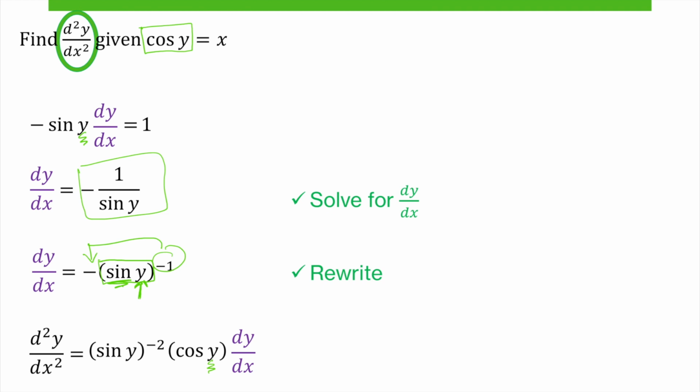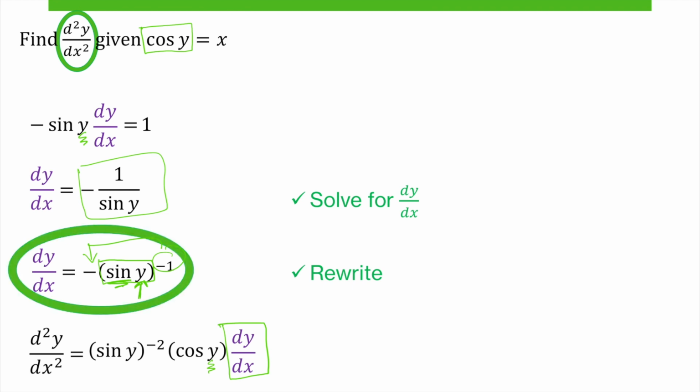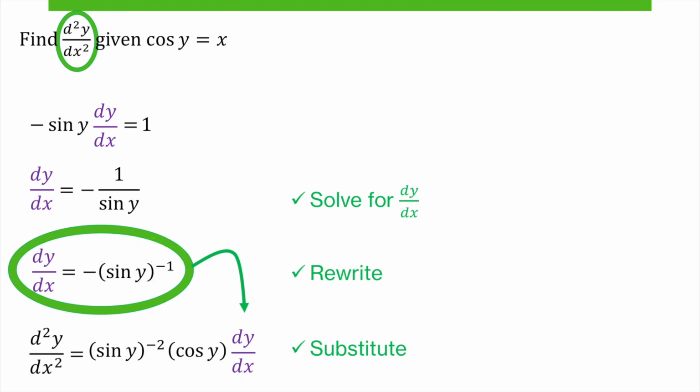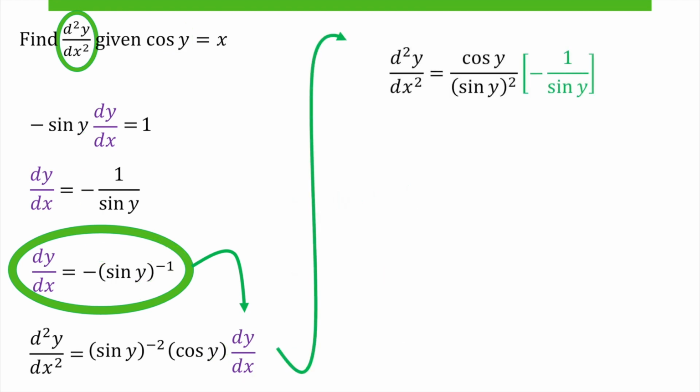So like I said, this dy dx term keeps popping up. But the cool thing is, we actually know what dy dx equals. dy dx equals negative sine y to the negative 1. So we can substitute that back in. And if we clean it up a bit, there we have our second derivative, negative cosine y over sine y cubed.